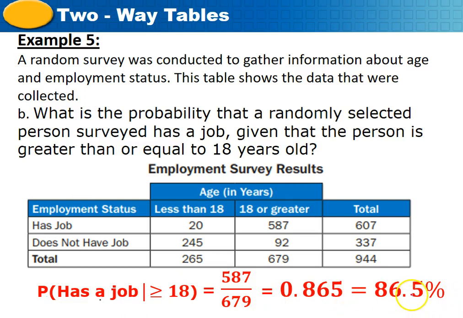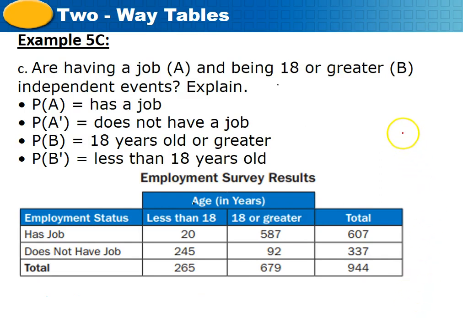All right, let's talk through this last part right here. Are having a job and being 18 or greater independent events? Well, the answer to that is yes, because one does not control the outcome of the other one at all. So now, logically, yes, but not in this survey. So let's talk about how do we find out what the probability is that someone has a job? If we want to determine how many people have a job, that's this number right here, 607. So we're going to divide 607 by the total, which is 944.